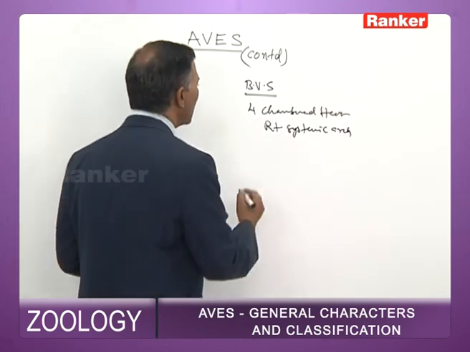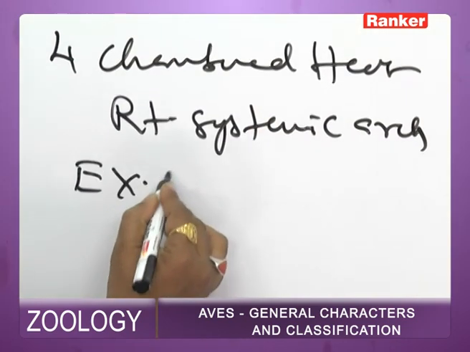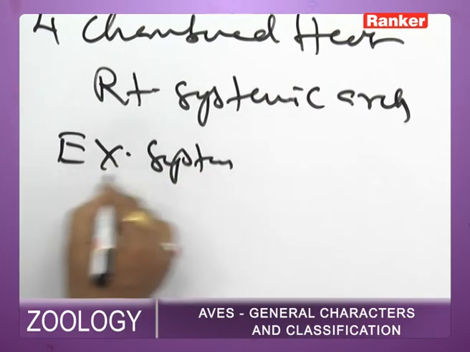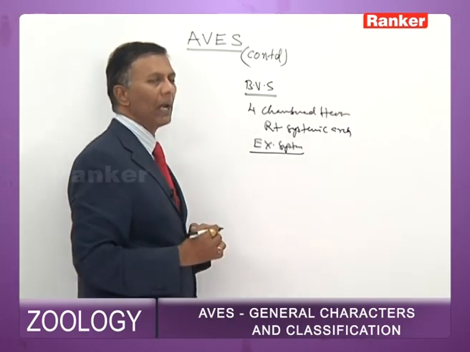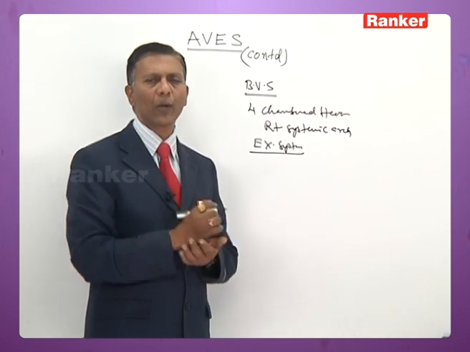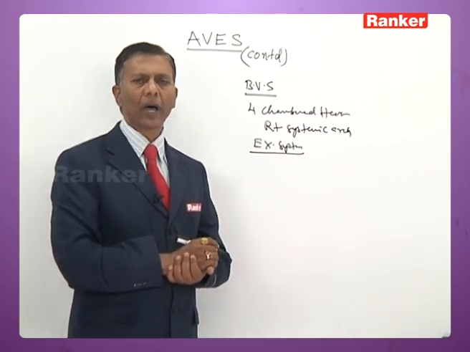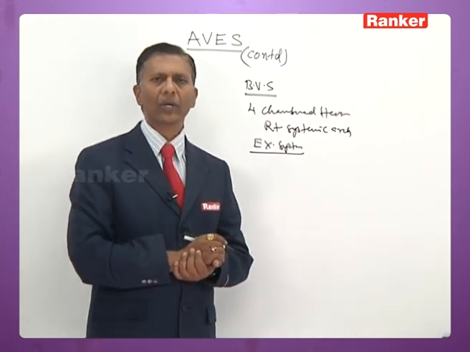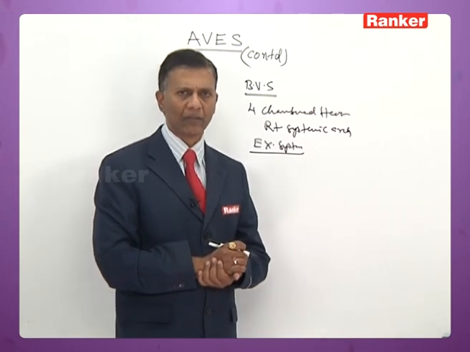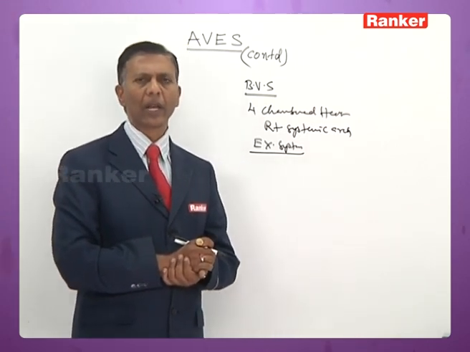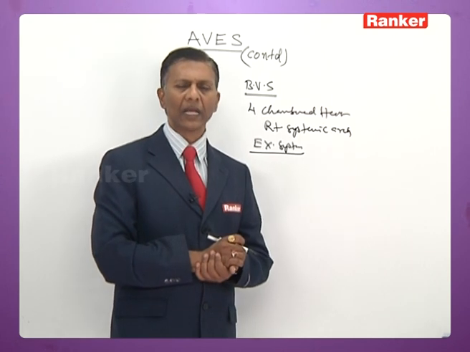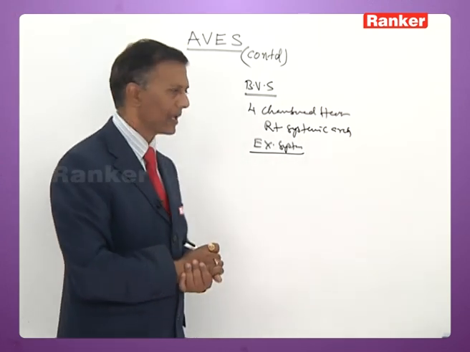Then the excretory system of birds: the kidneys are trilobed and metanephric. All of them are uricotelic, and the urinary bladder is absent.